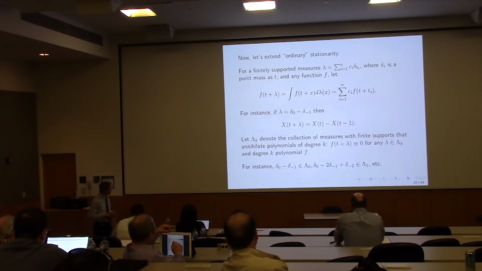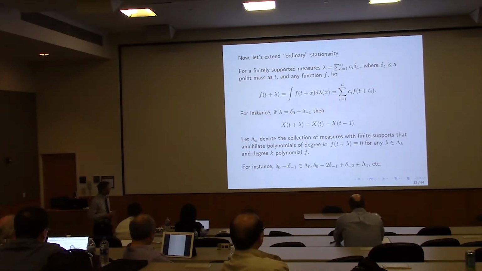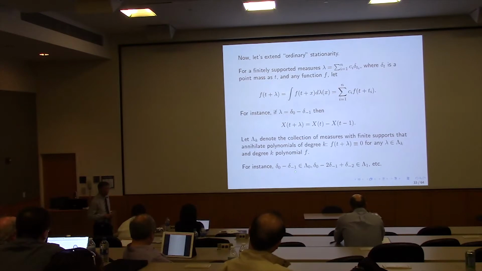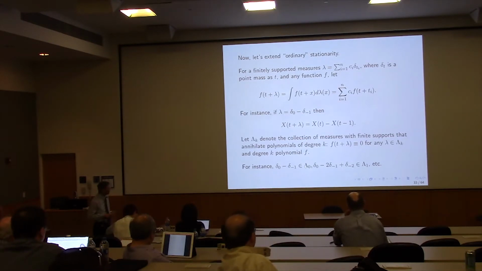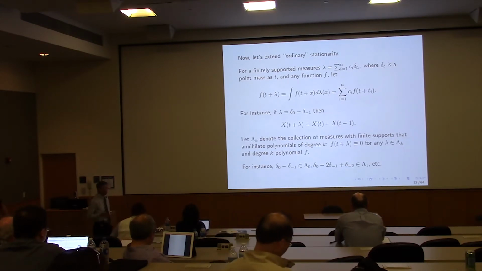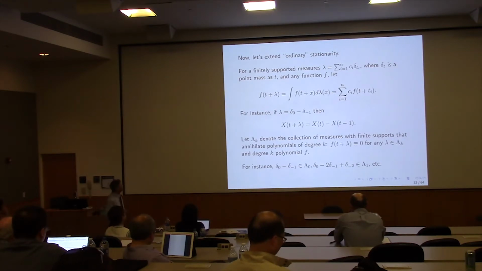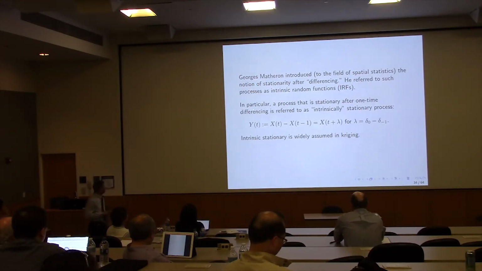So you can express differencing operations in terms of convolutions like this. And lambda k denotes the collection of signed measures with finite supports that annihilate polynomials of degree k. So, for instance, this measure here annihilates constants, so it's in lambda 0. This annihilates any linear function, so that's in lambda 1, etc. Okay?